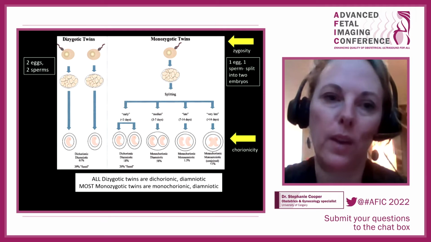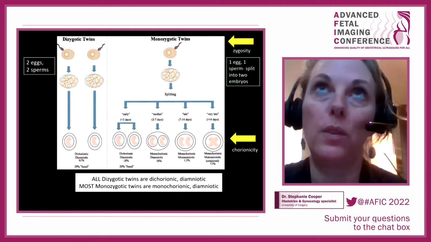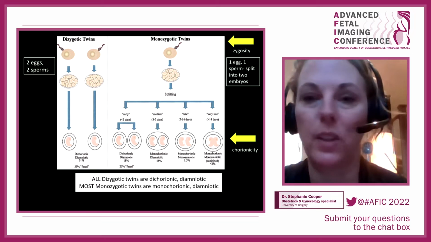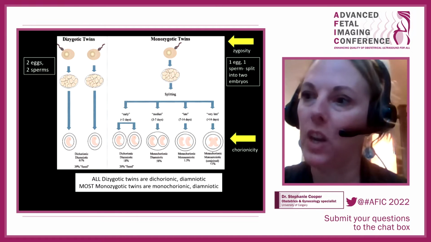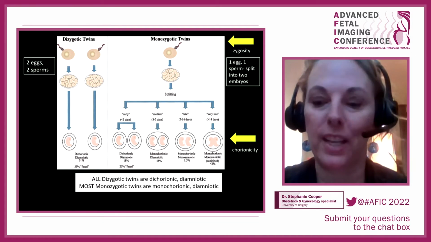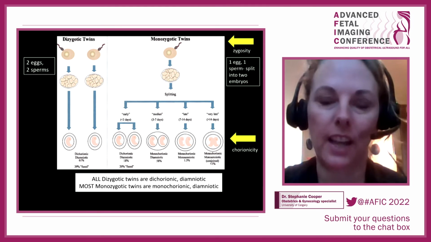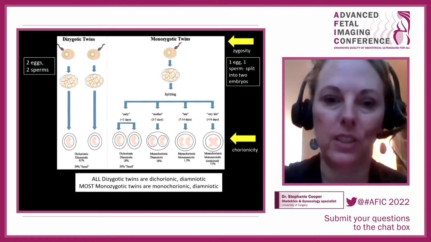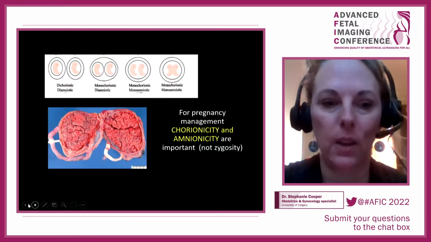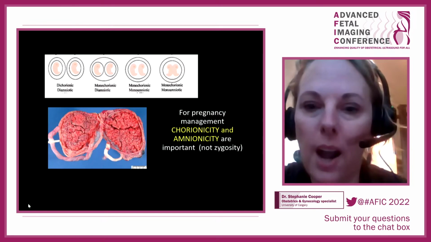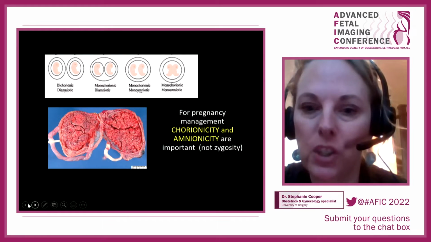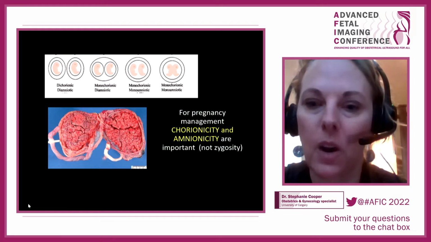But if you have two female fetuses and when they come out, even though they had their own placentas, they look alike, then there is a 1 in 7 chance that they actually are identical. And the only way of knowing that is genetic testing or blood testing. Okay, so back to that: for pregnancy management, chorionicity and amnionicity are what's important, not zygosity.